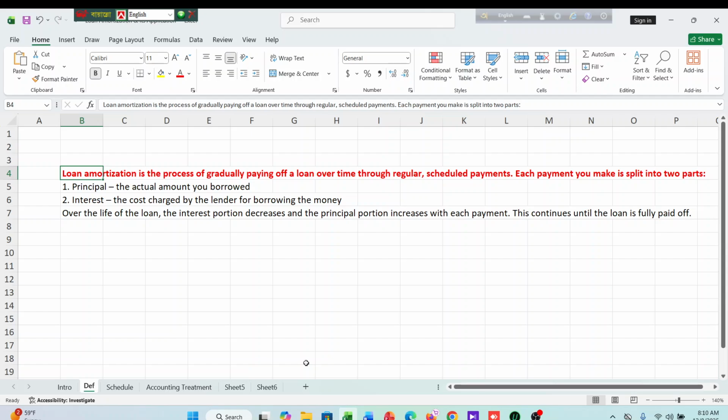Over the life of a loan, what happens? The interest portion decreases and the principal portion increases with each payment, and this continues until the loan is fully paid off. Today, we will learn how to calculate a loan amortization schedule, and we'll see how it helps, and we'll learn this with a demonstration problem. It will definitely help in our personal life as well. Let's go to the loan amortization schedule.